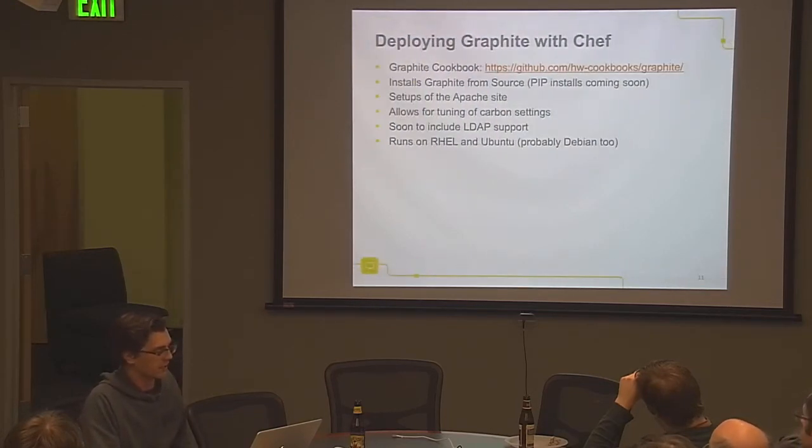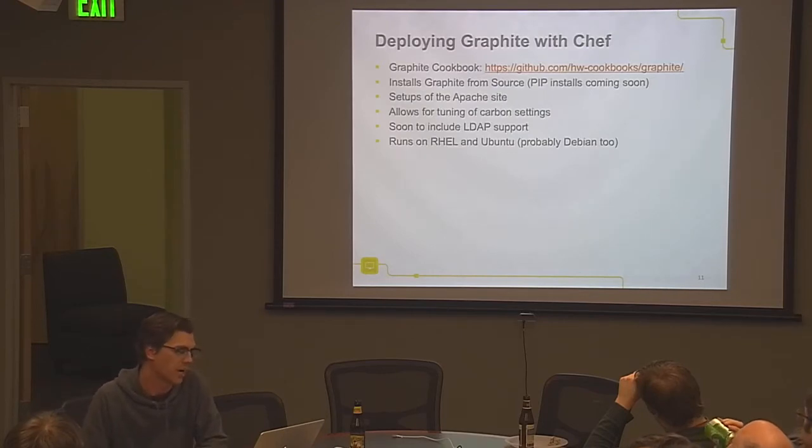And then on the graphite side, there's another really awesome cookbook. It's actually written by Heavy Water, by some guys in town here. It installs graphite from source. There's some pip stuff coming up, and it installs Apache and sets up the Apache site and gets all that going. It also lets you tune some of the carbon settings, which is really important if you want to scale graphite out to anything beyond probably 50,000 metrics.